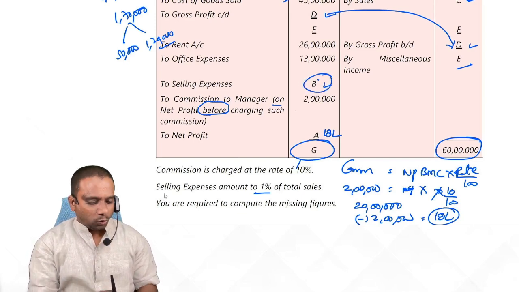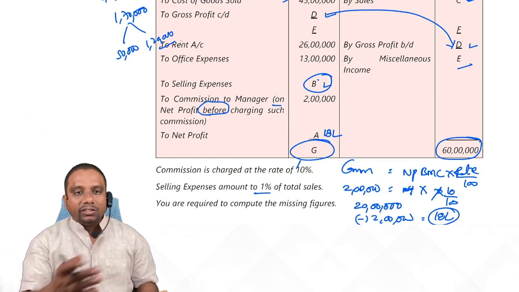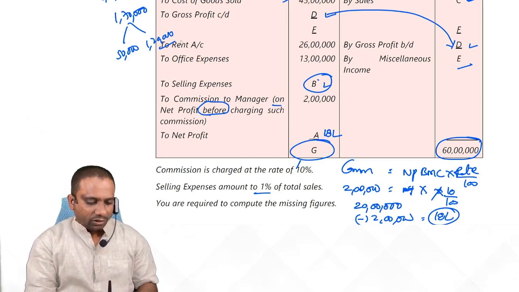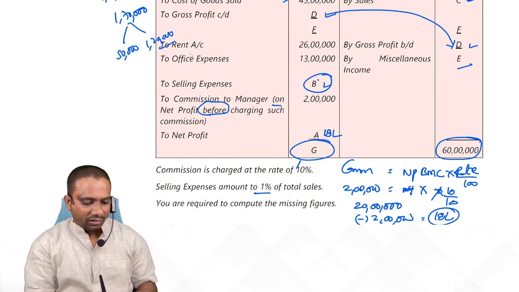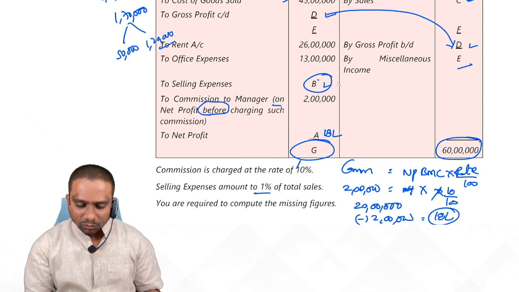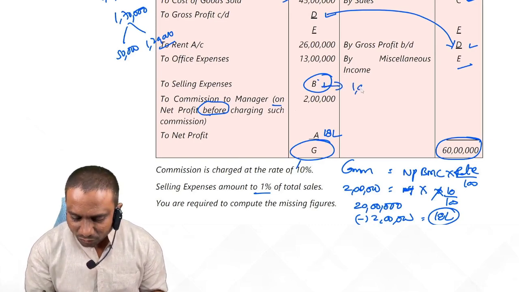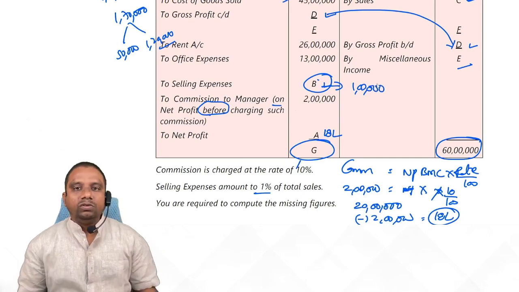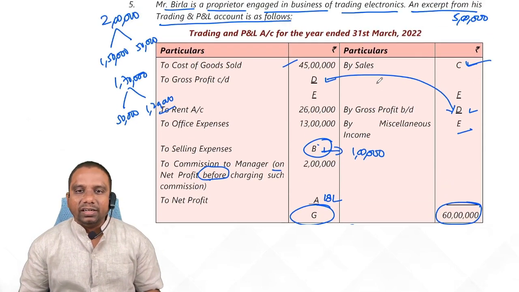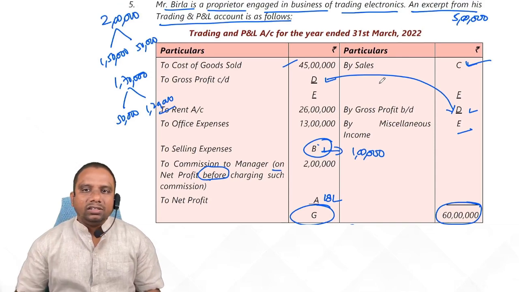Total 60 lakhs, minus deduct all expenses on the debit side now. 26 lakhs minus 13 lakh minus 2 lakhs minus 18 lakh profit. So here B you will get 1 lakh, students. B you will get 1 lakh selling expenses. After getting B you can calculate sales.